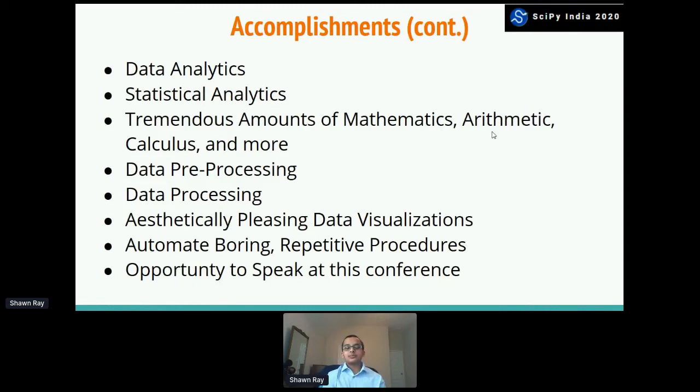I've also been able to do data pre-processing and data processing, both of which can be very difficult and complex if you are trying to do it by hand. And I've also been able to make very aesthetically pleasing data visualizations with Python libraries such as Seaborn and matplotlib.pyplot. Of course, as we talked about earlier again, Python is a very strong language with automation.